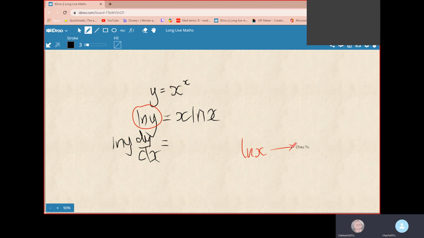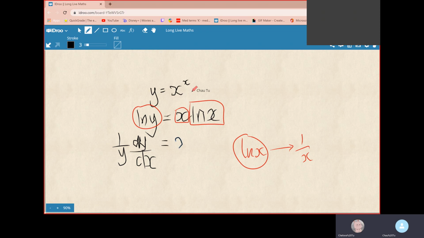How do you differentiate natural log of x, Chelsea? Oh, when you differentiate natural log of x, it's 1 over x. Yeah, so it's 1 over y dy by dx. And then this thing here is like one block times another block. This block is a variable. This block is a variable.